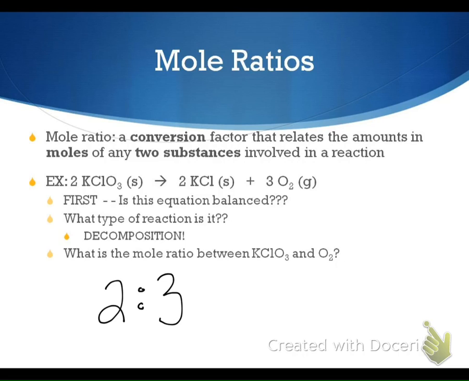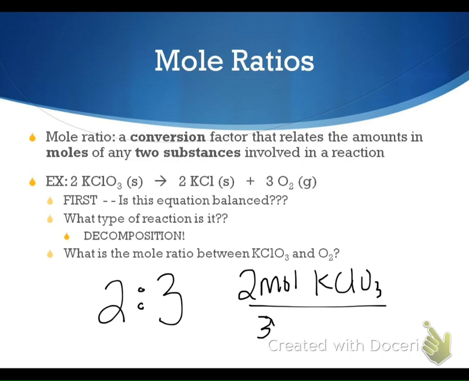You can write this mole ratio a lot of different ways. We're going to write it as a part of our T-chart, so we're going to write it in a fraction kind of form. So we'll say 2 moles of KClO3 is to 3 moles of O2. Either one could be on top, either one could be on bottom. It makes no difference. It just depends on how you need to enter it into your T-chart.